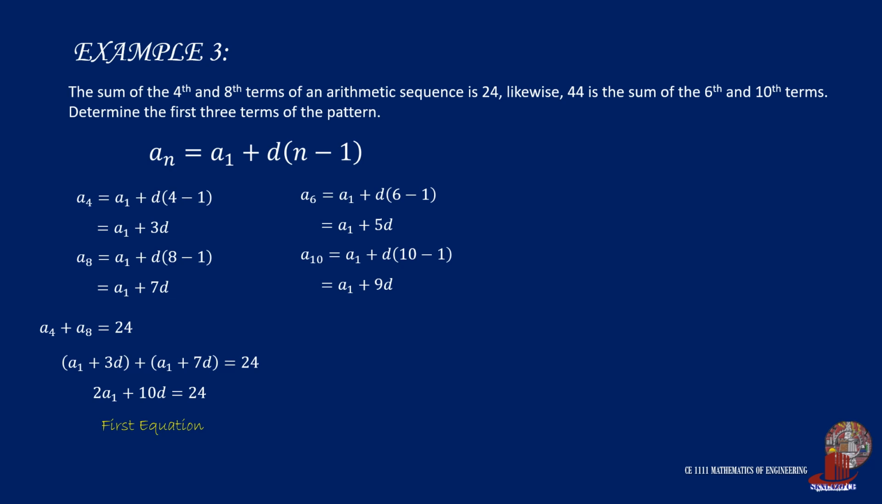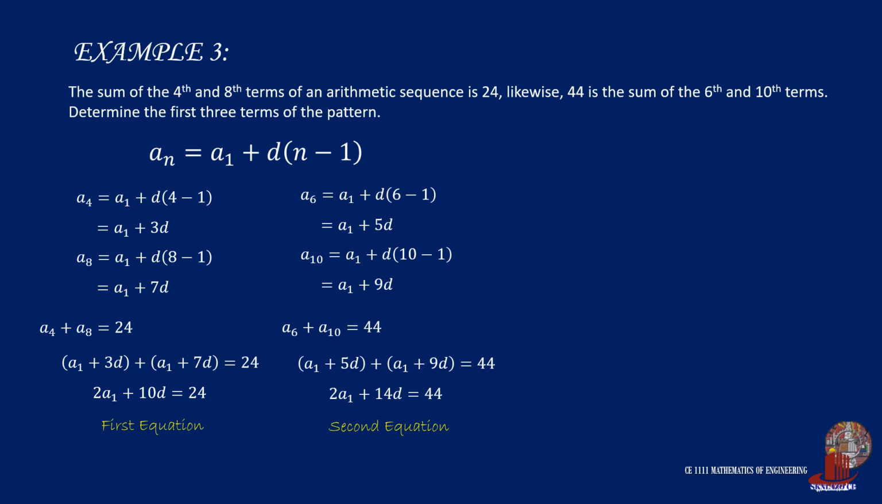Then, as stated in the problem, a sub 6 plus a sub 10 is 44. So by expanding the equation, we convert them into initial term and difference with a sub 1 plus 5d plus a sub 1 plus 9d is equal to 44. Simplify terms again to have twice of a sub 1 plus 14d is equal to 44. Consider this as the second equation.